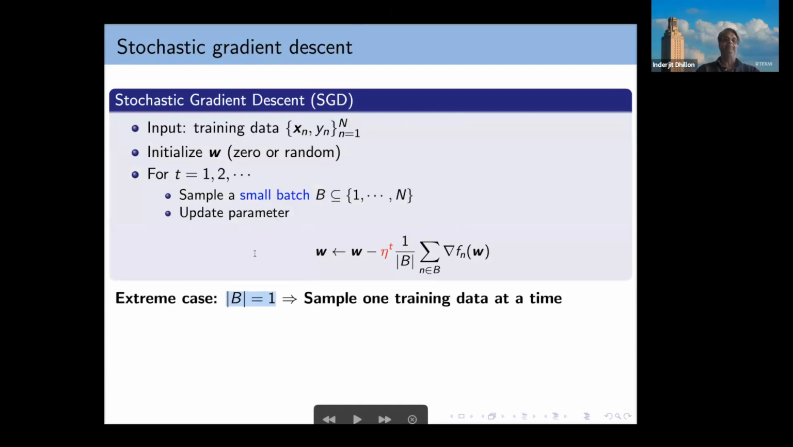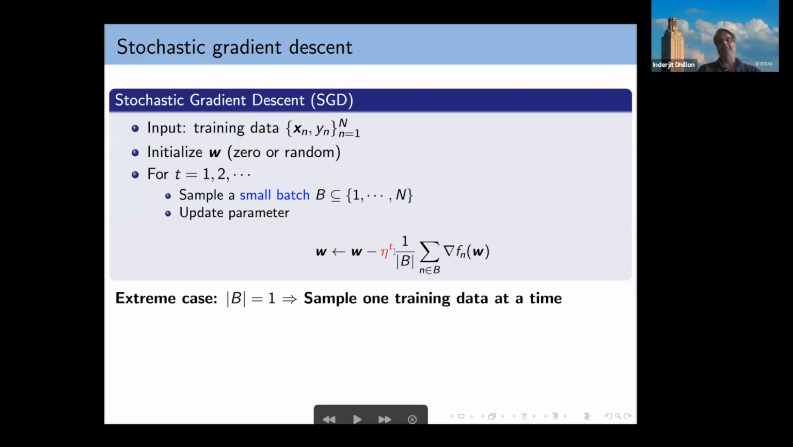But if you take this idea, this is the idea behind stochastic gradient descent. Okay, just a reminder, the training data is all of the x_n, y_n pairs. So you can initialize W in some way. These are the parameters. And then you take multiple rounds. In each round t, you sample a small batch B, and then you update the parameter. I've given this over here.